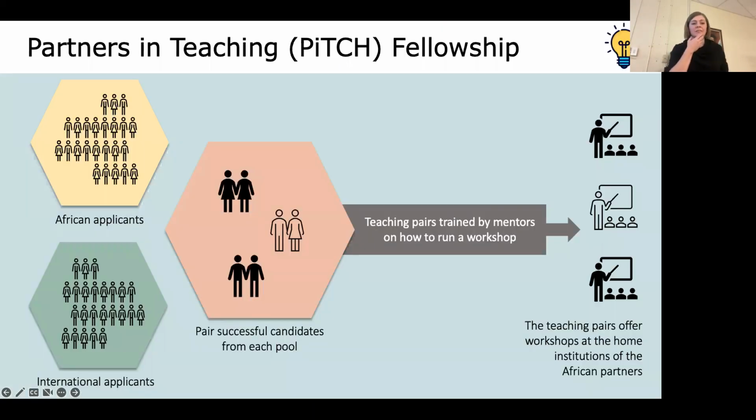The second initiative with this is the Partners in Teaching program. The idea behind this is to build those regional partnerships. And again, there's a light bulb there because those interested can get involved in this. The idea is that there will be two pools, the pool of African applicants and international applicants. Envision this being primarily early career imaging scientists, or those who want to transition to be imaging scientists.